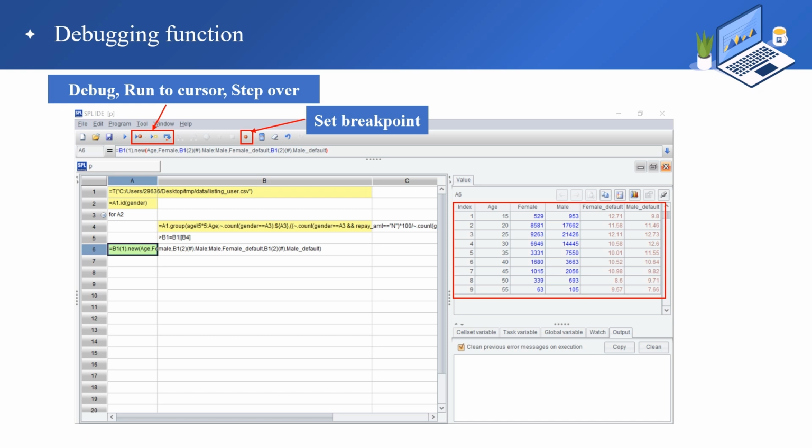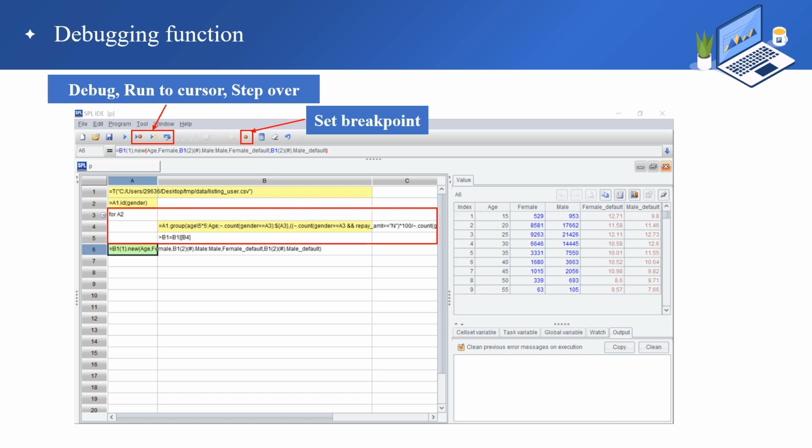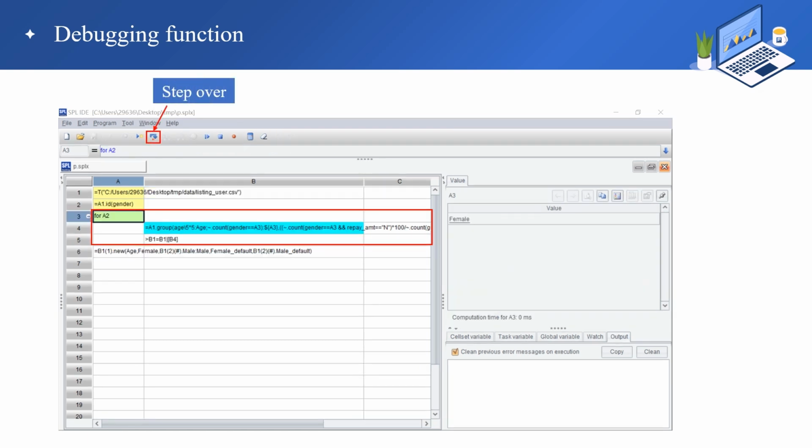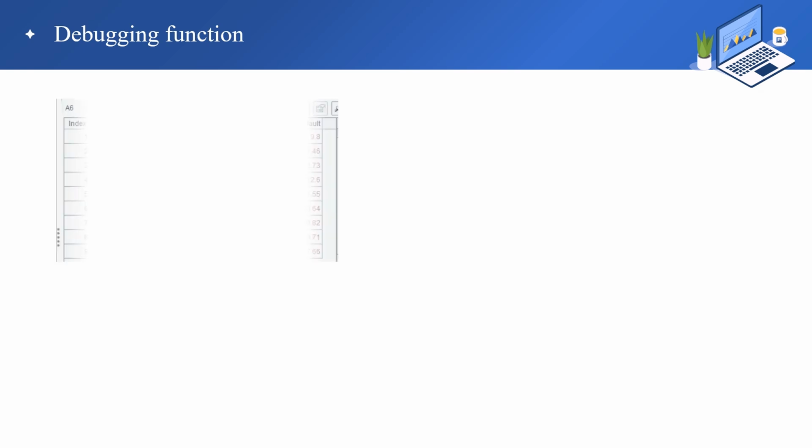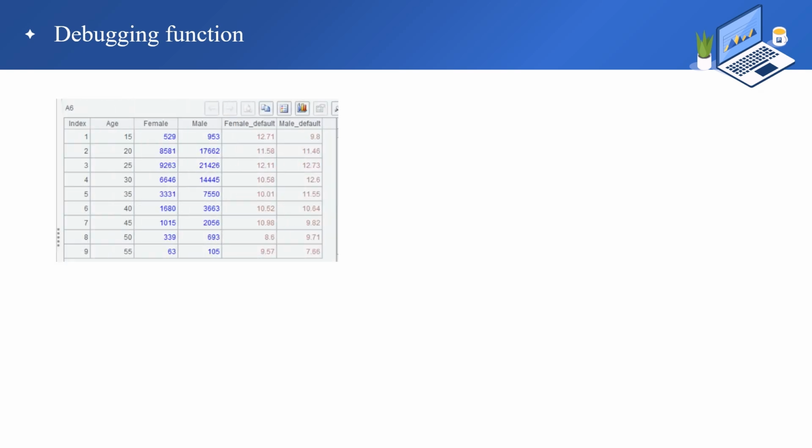Here we need to use a 2-layer nested loop, with gender as the outer loop and age bracket as the inner loop. When there is a loop statement in the code that needs to be debugged, we can use the step over function to enter the loop body for debugging. The calculation results of each step in the debugging process can be viewed in real time on the right. After the code is executed successfully, the table in A6 will be obtained.